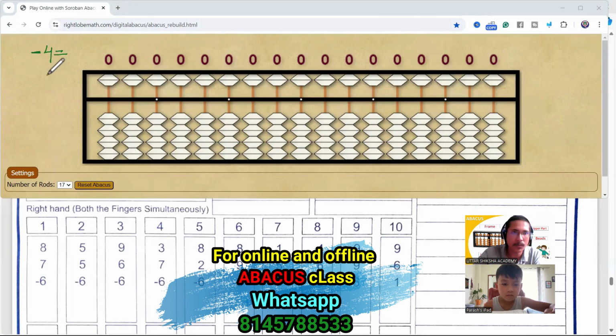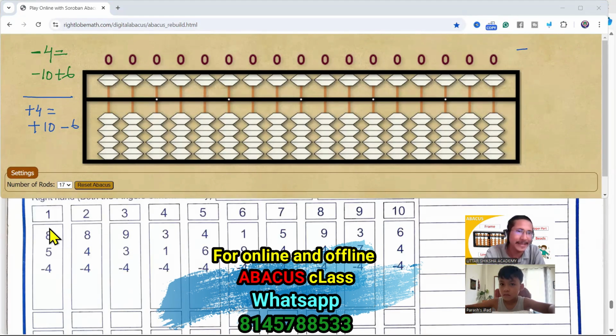So what is the value of minus 4? It is minus 10 plus 6. And you remember previously we have done plus 4. So plus 4 is equal to plus 10 and minus 6. So minus 4 is just the opposite. So I will show you one question, how to solve.